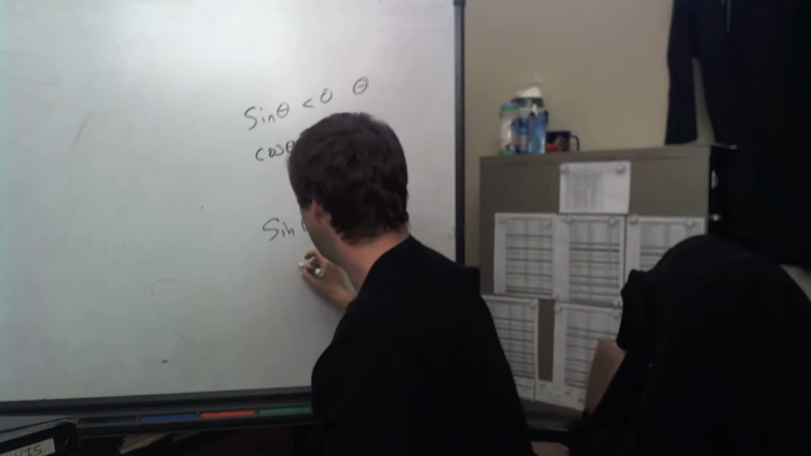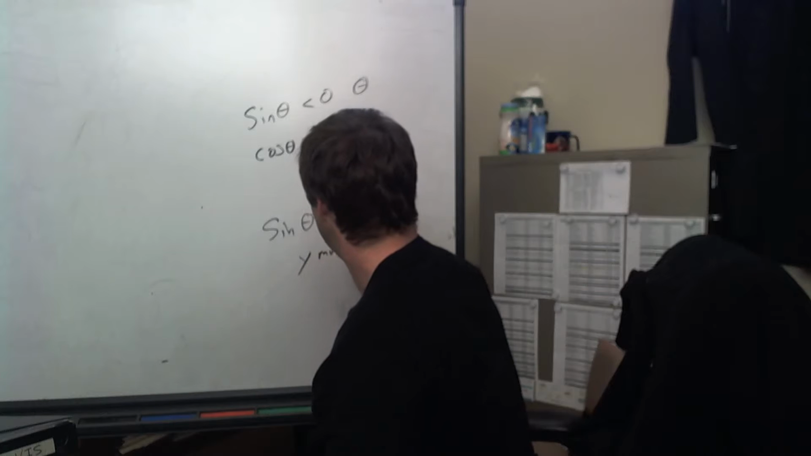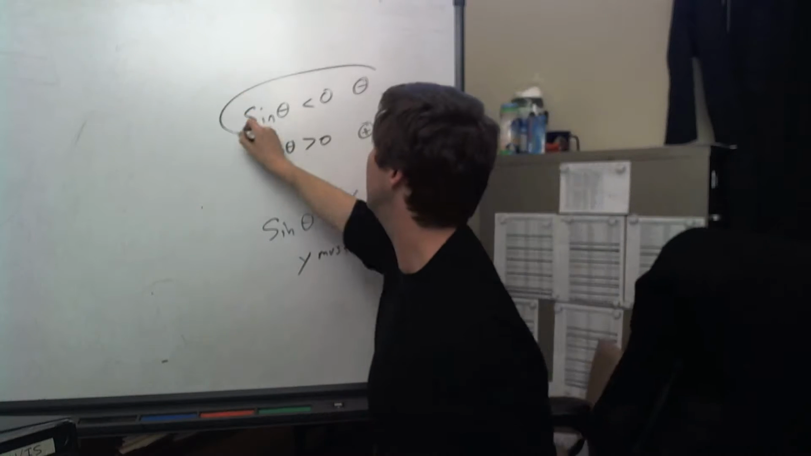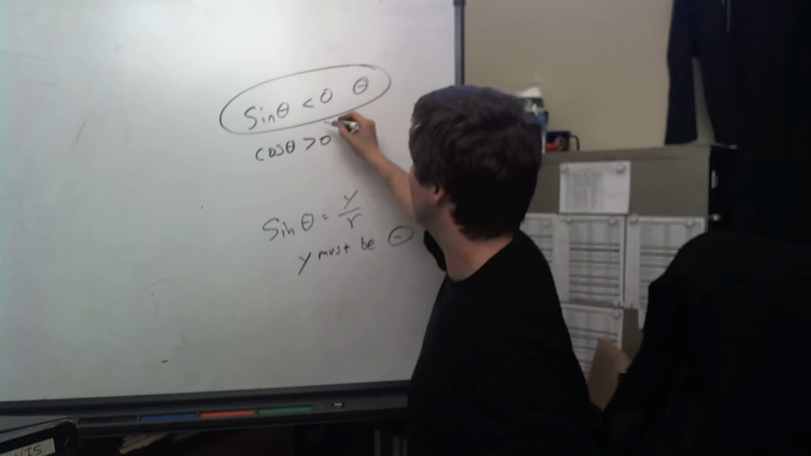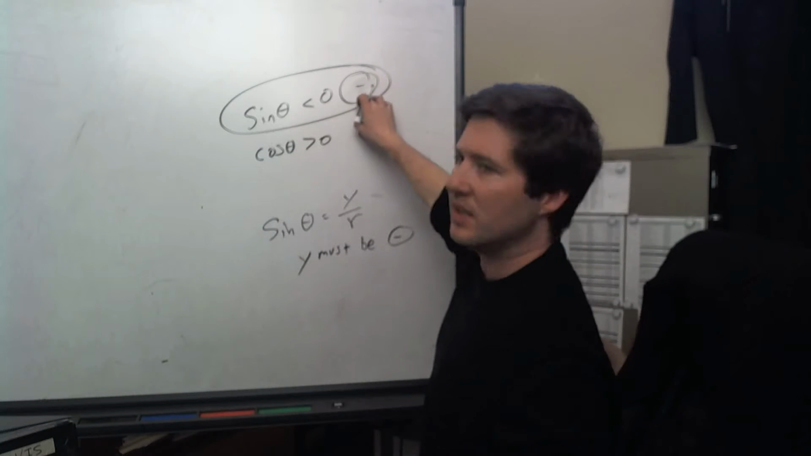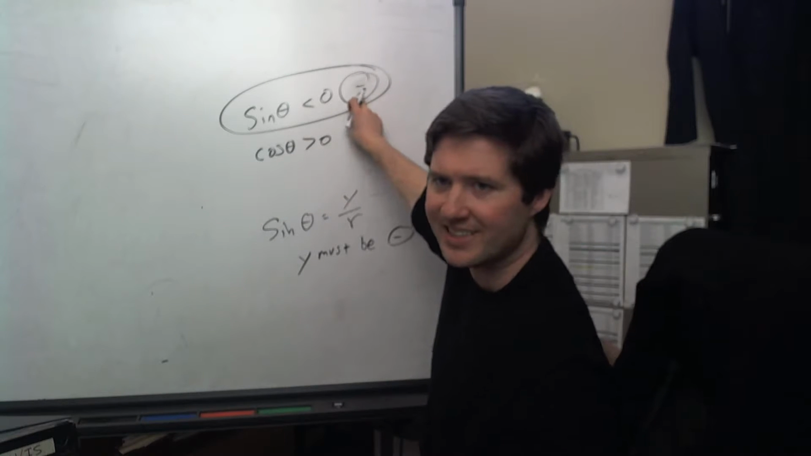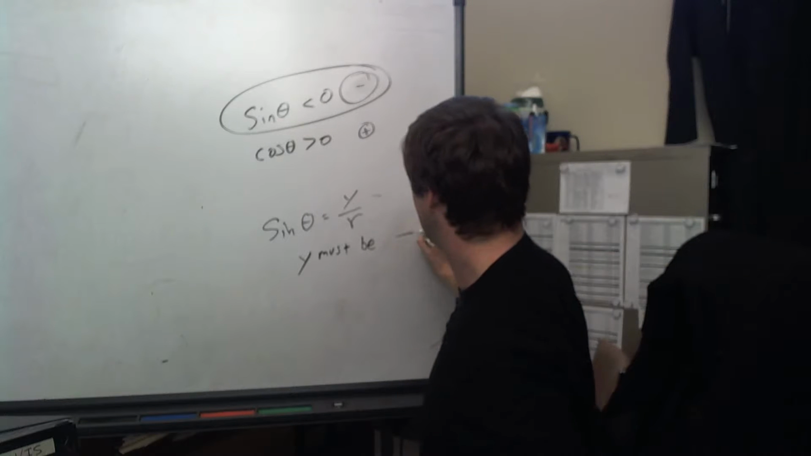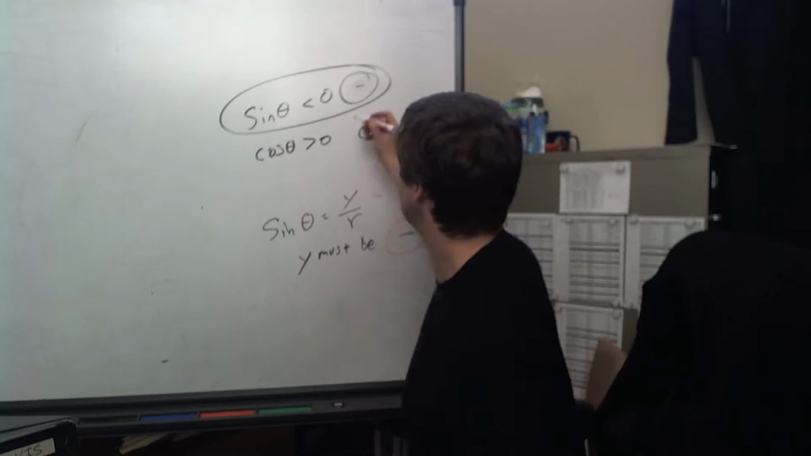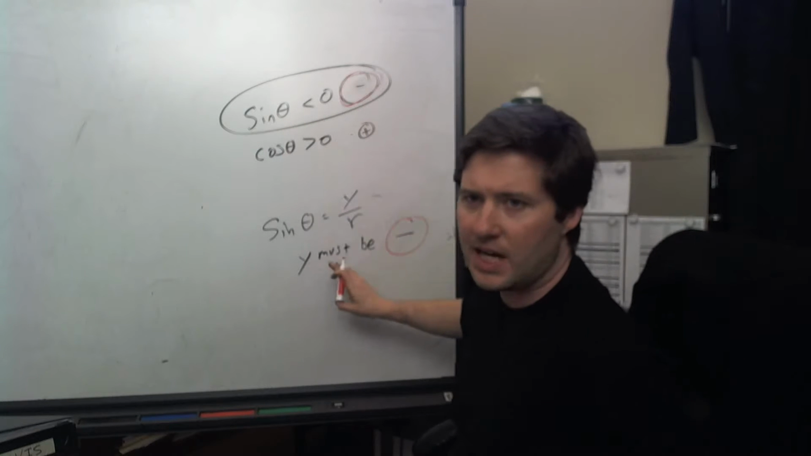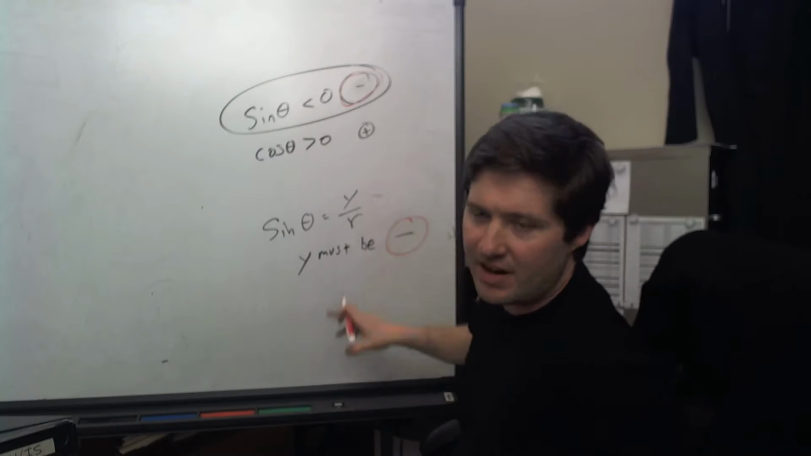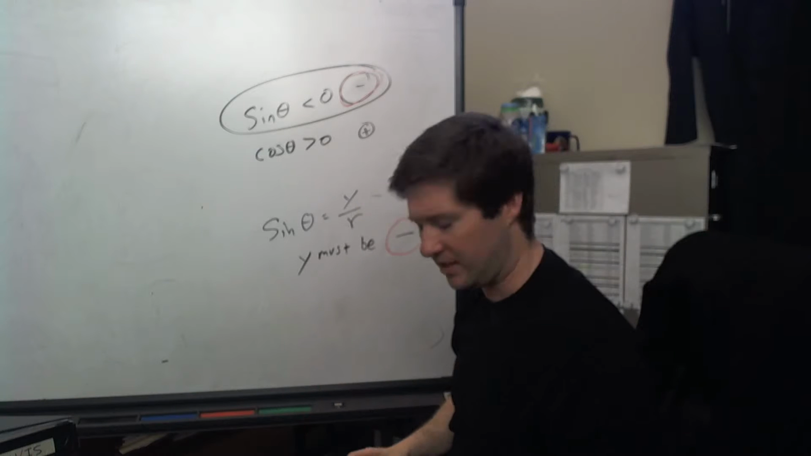So y must be negative. So we had sine is negative, right? I realize my theta looks a lot like a negative inside of a circle there, not a theta. Maybe I should use a different color, huh? Sine was negative. Sine is y over r. This has to be positive. The only way I can make it negative is if this is negative. I know I'm repeating this a lot. I really want to make that clear.